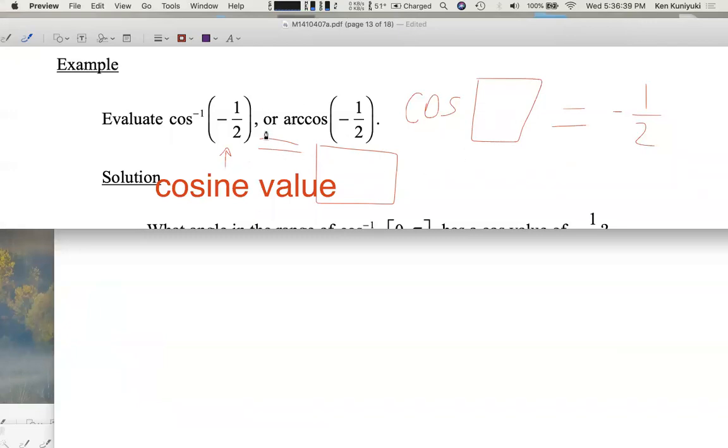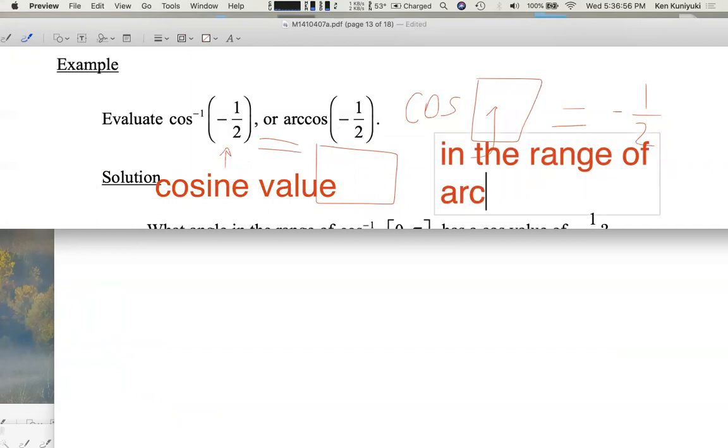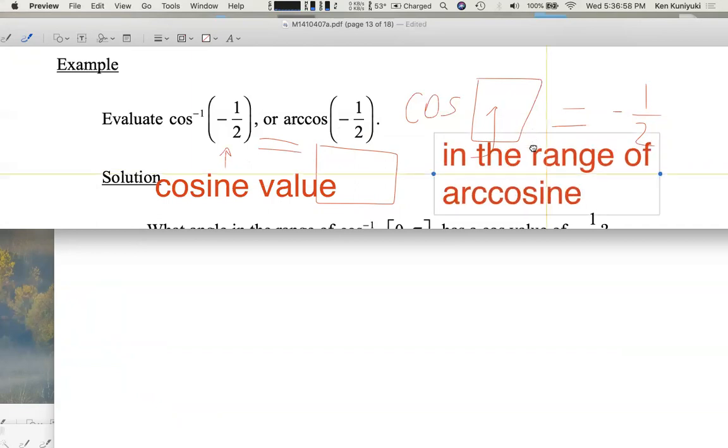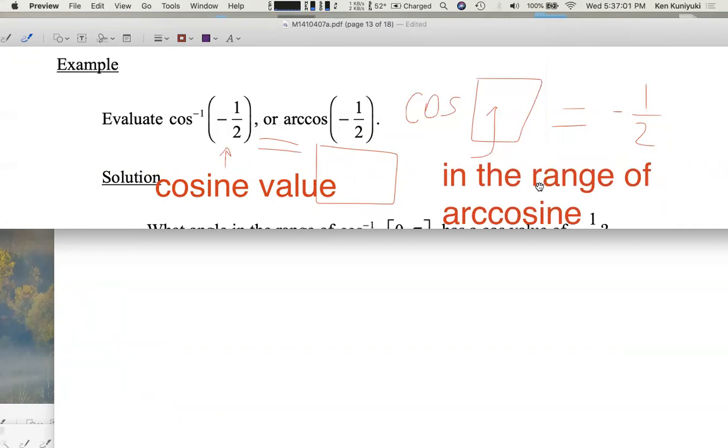First of all, I need an angle whose cosine value is negative 1/2. A student might say, wait, there are infinitely many angles that do that. Well, yeah, but we need the one angle in the range of inverse cosine or arc cosine. And there's only one angle that's going to do that, whose cosine value is negative 1/2, and that's in the range for the inverse cosine or arc cosine function.